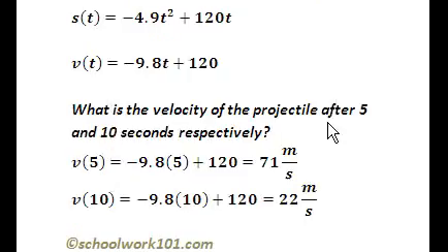So the question is, what's the velocity of the projectile after 5 and 10 seconds? Well, we just plug 5 into the velocity function, and it gives us it was going 71 meters per second. After 10 seconds, it was going 22 meters per second. This is meters, not miles. Now you notice these numbers are positive. That means that it is traveling upward.